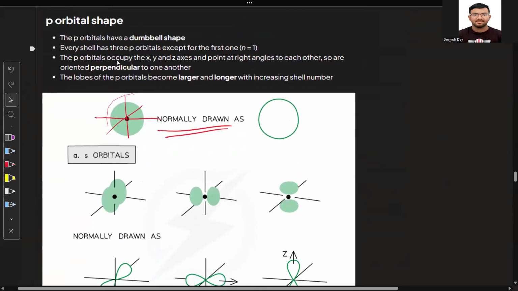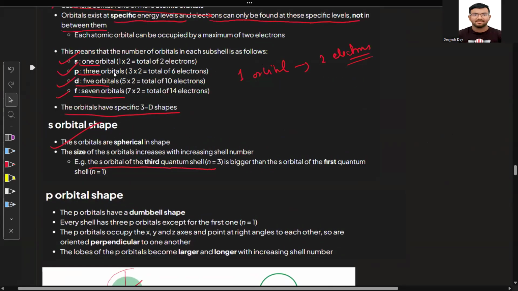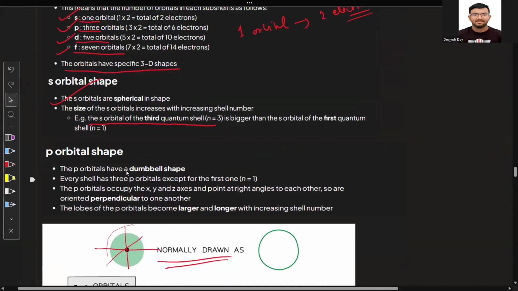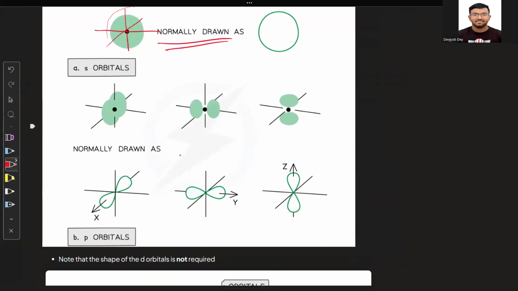All right. Now p orbitals. There are three types of p orbitals, and they are dumbbell shaped. This is how they are normally drawn: this is the first, second, and third, the three p orbitals. As you can see, it's just that the orientation is different. This one occupies the x axis, this one occupies the y axis, while this one occupies the z axis.